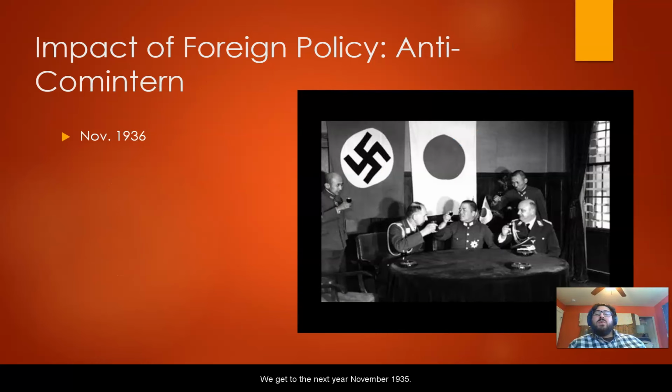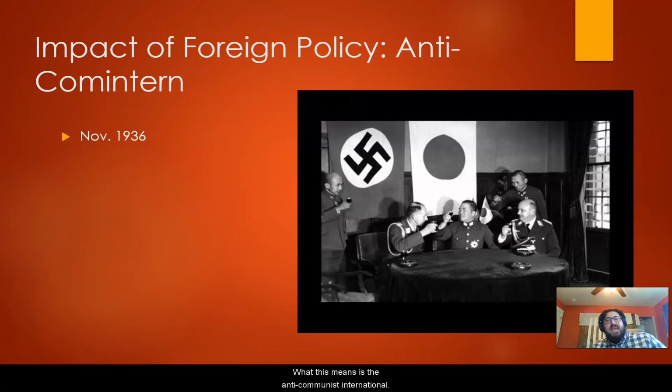Then we get to the next year, November 1935, where Germany starts to realize that because of France not wanting to really help them, and because Britain is being a little wishy-washy and not very solid, and Italy, as you learned in the Italian unit with the Stresa Front, fought against Germany, they need to find new alliances. So they create the Anti-Comintern.